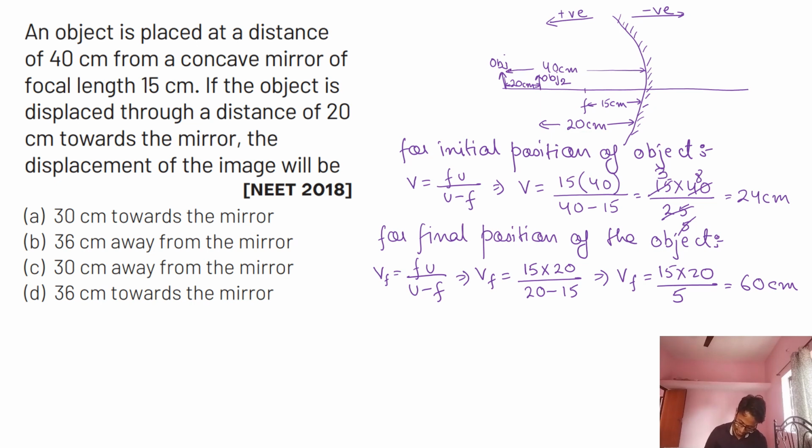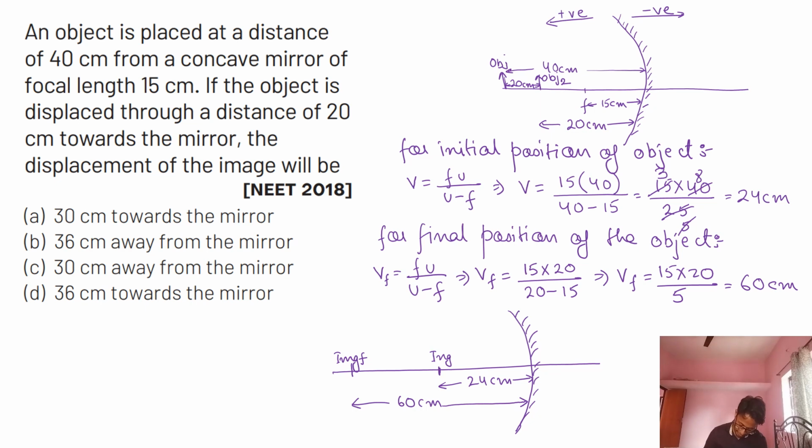Now see, our initial image was formed at 24 centimeter. After the object was shifted, the final image was formed at 60 centimeter.